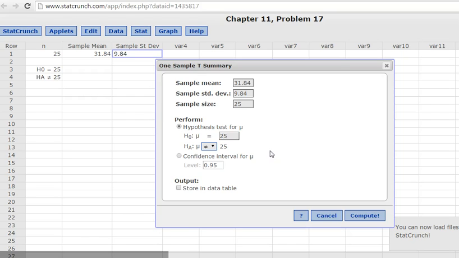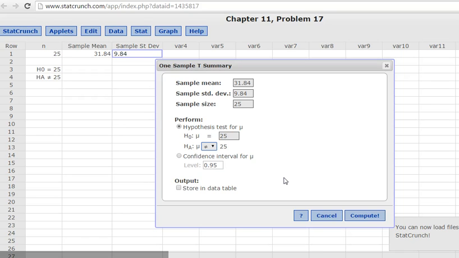Now, as we said, this is a two-sided test. If the language in our problem stated that the mean age of all customers was at least or more than 25, we would select the more than sign. This would be a one-sided test. If the language stated that the mean age of all customers was less than 25 years old, we would select less than. This would also be a one-sided test. But we have a two-sided test because the mean age of all customers does not equal 25.